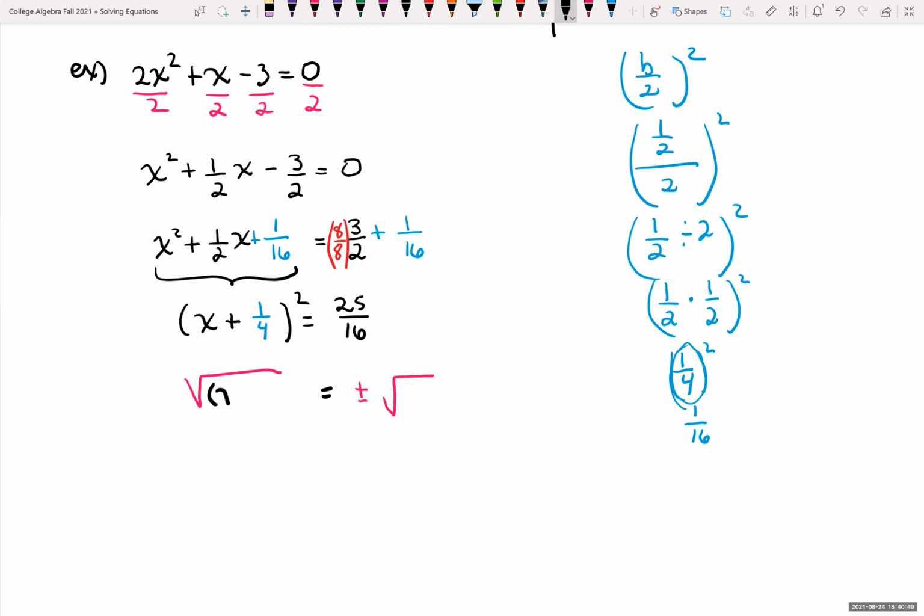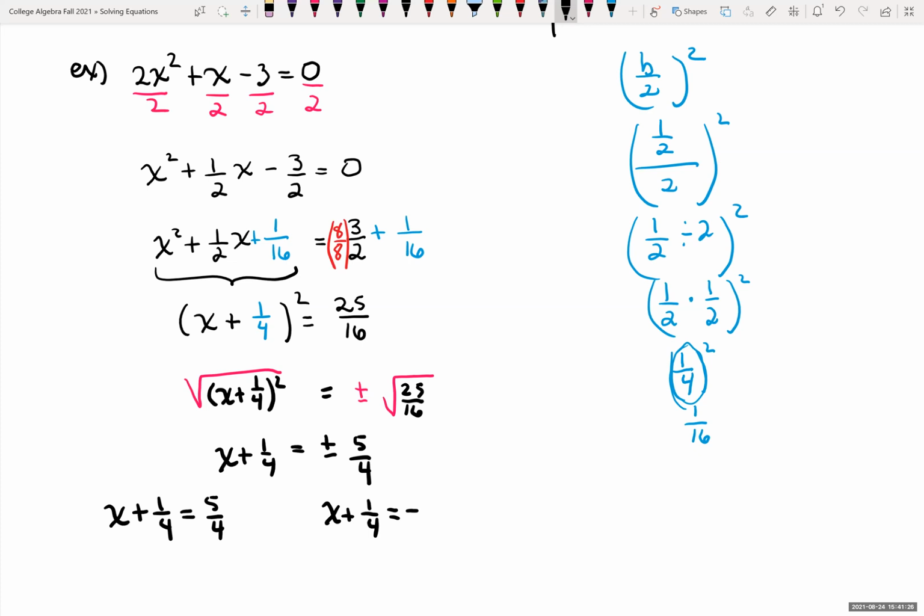Well, taking the square root of a square, that cancels out the square. And we're just left with this x plus 1/4 on one side. And then taking the square root, well, 25 and 16 are both perfect squares. So this is going to give me plus or minus 5/4. If it helps you, write it out as two separate fractions. We have x plus 1/4 equals positive 5/4. And x plus 1/4 equals negative 5/4.